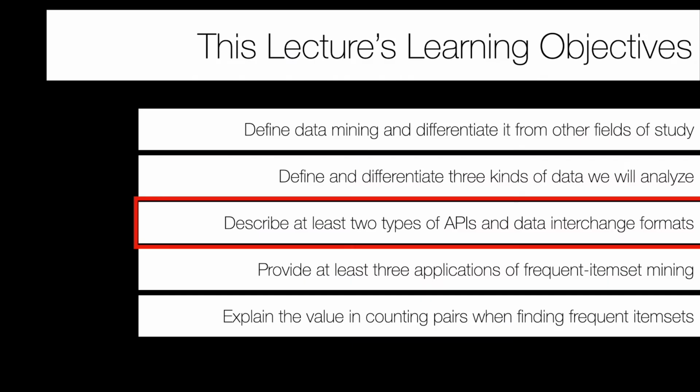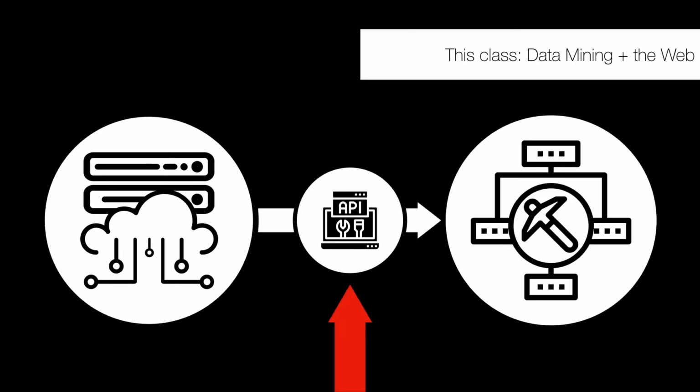The learning objectives for this part of the lecture are being able to describe at least two types of APIs and data interchange formats. I'll note that this is not going to be a deep dive into APIs and web programming. It's out of the scope for the class.